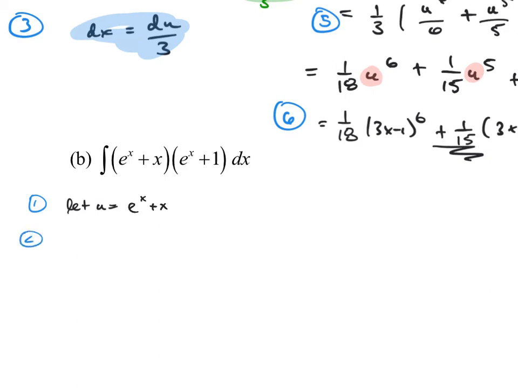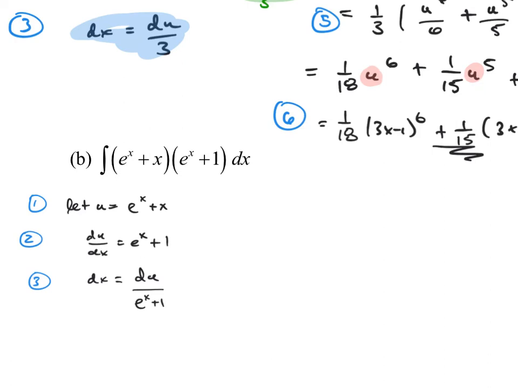Second step, again, always, is take the derivative of both sides. So I'd have du dx would equal the derivative of e to the x is e to the x, and the derivative of x is simply 1. Step 3 would be solve for dx. Solving for dx by cross multiplication, multiply both sides by dx, divide both sides by e to the x plus 1, I'd end up with du over e to the x plus 1.